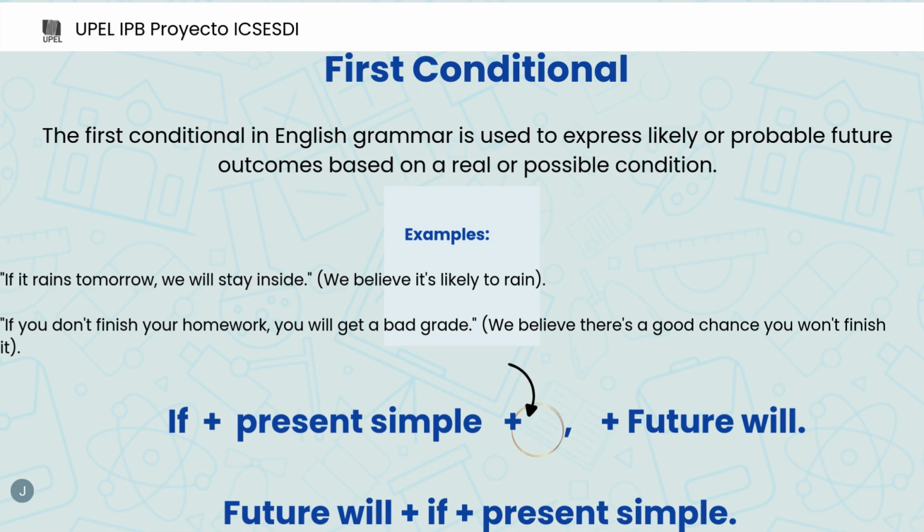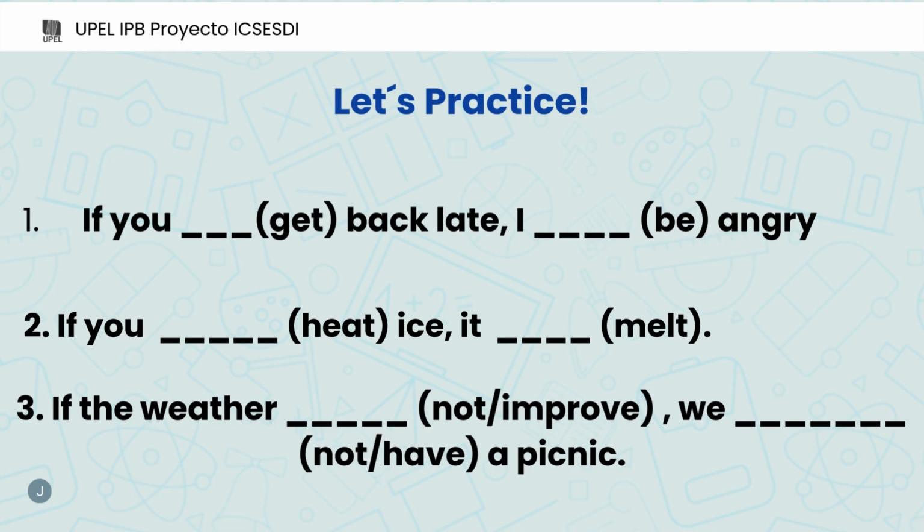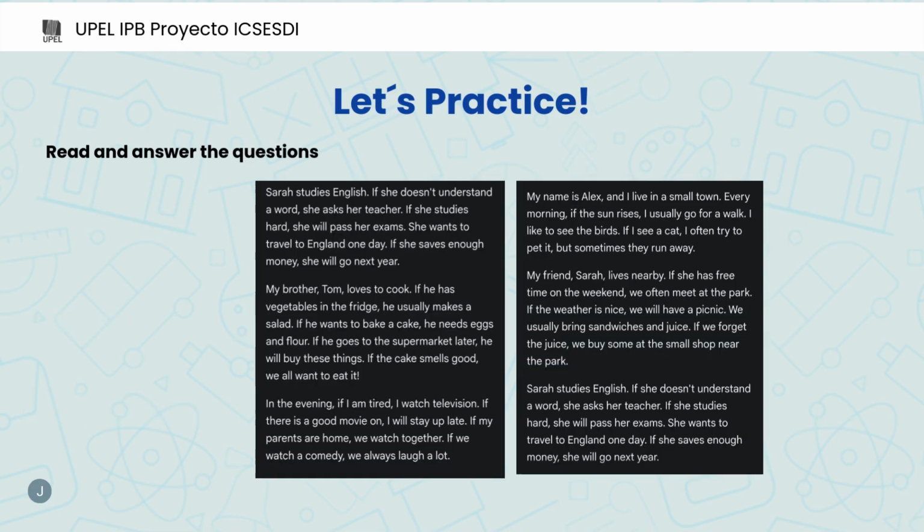So remember, this is very important. When you're talking about a condition, you have a cause sentence and an effect sentence. Knowing that, let's practice. Solve the exercises writing the verbs in their correct forms. You can do it and send a picture to your teacher.